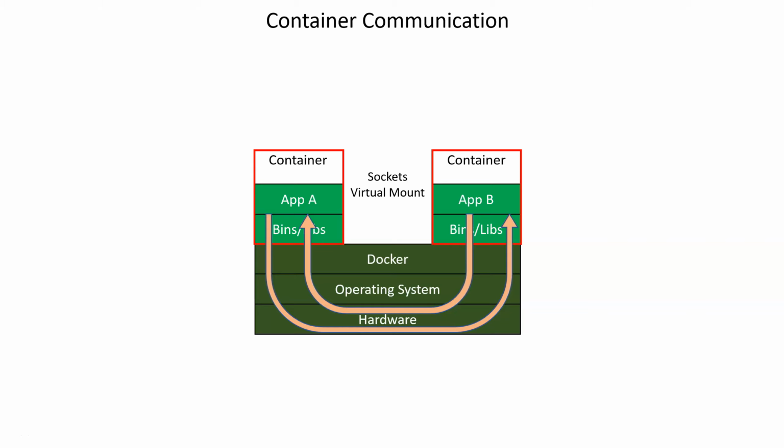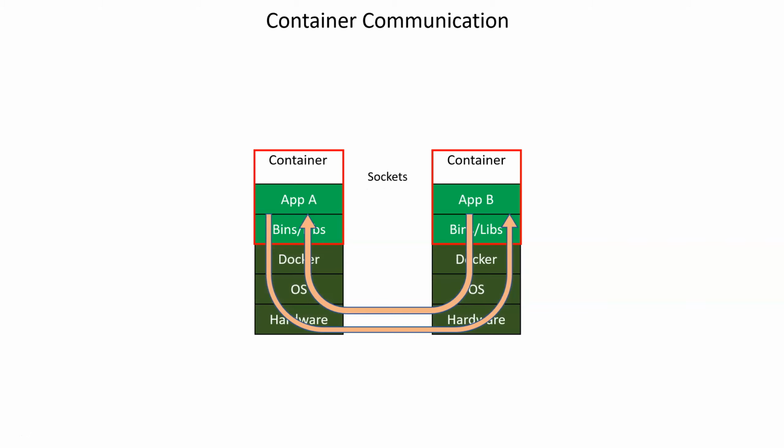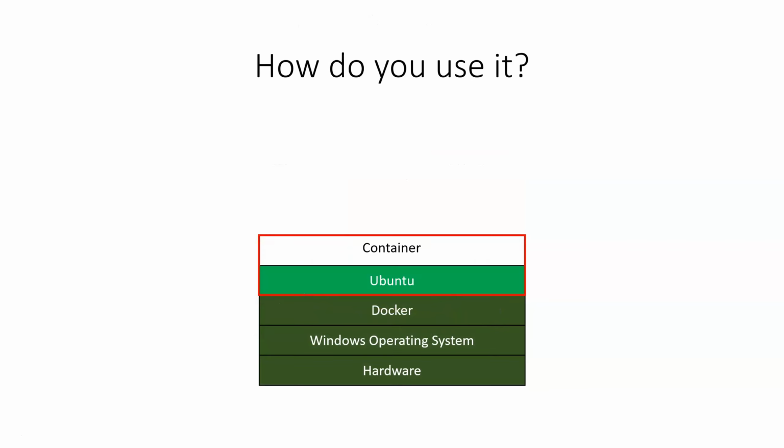If, however, you want to get applications that are on separate computers in their own containers to communicate, the primary way to do this is with sockets. So let's do a live example where I show you how to actually spin up a container. We will start with Ubuntu as a base image for this container.